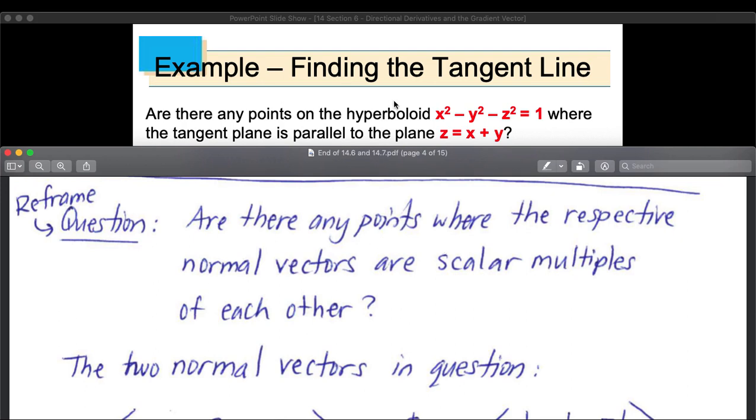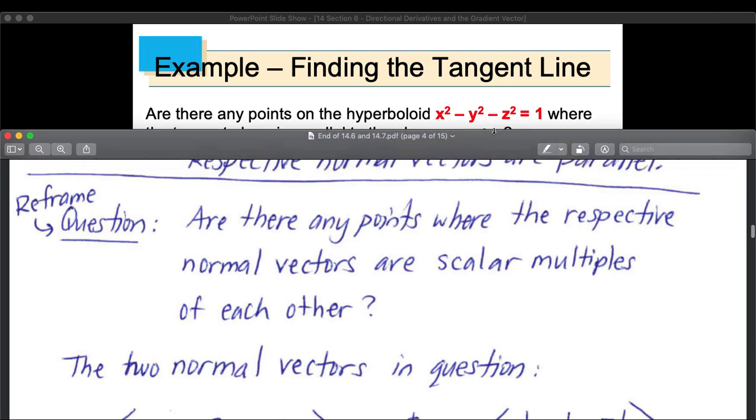So notice I'm going to take this question that I was originally given, and I'm going to reframe the question. Another way to write it is, are there any points where the respective normal vectors are scalar multiples of each other? And we should know this from chapter 12. We know that if two vectors are parallel to each other, then they're going to be scalar multiples of each other.